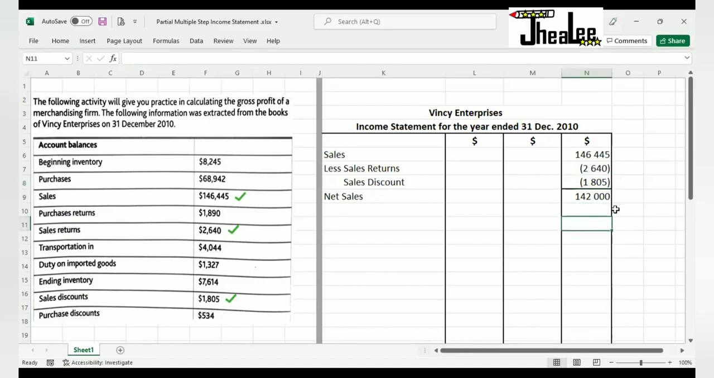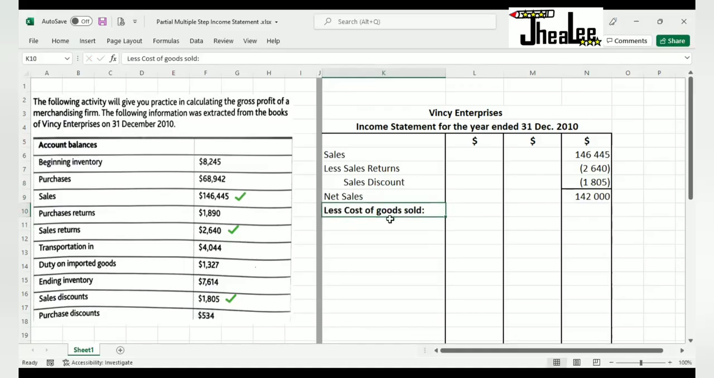Bear in mind that not all questions will have sales returns and sales discount. You might just get one, or you may just not get any at all. Our next step, once we have our net sales, is the less cost of goods sold. So in this section now, people, we're going to generate our cost of goods sold.